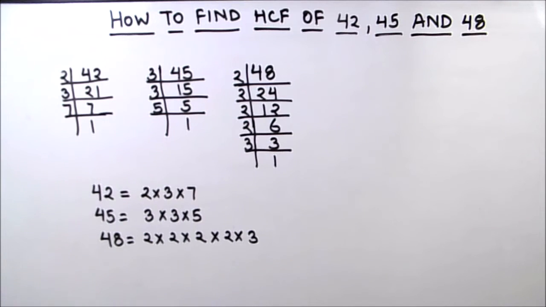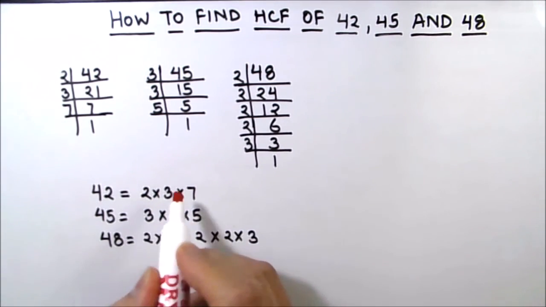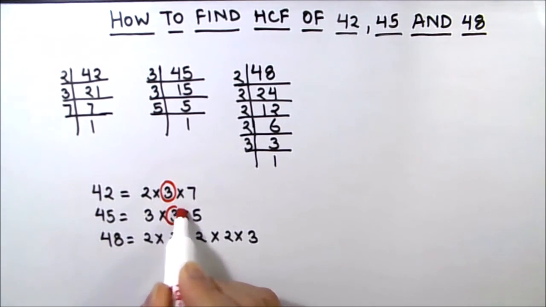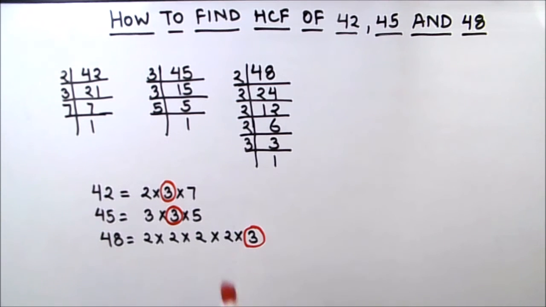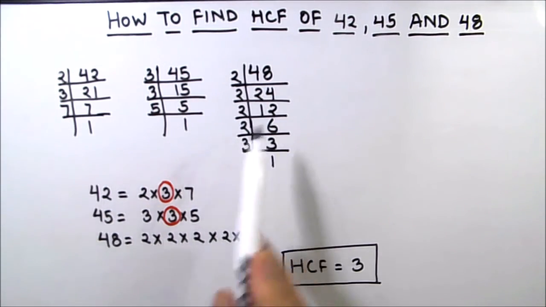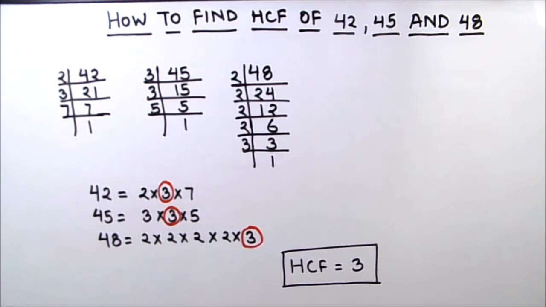Now for finding the HCF of the three numbers, or the highest common factor of the three numbers, we need to find the common factor in between the three numbers. So here we see that the only number which is common to all the three numbers is number 3, which is there here and it is here too. So the HCF of the three numbers is 3. 3 is the number which divides all the three numbers fully without leaving a remainder.